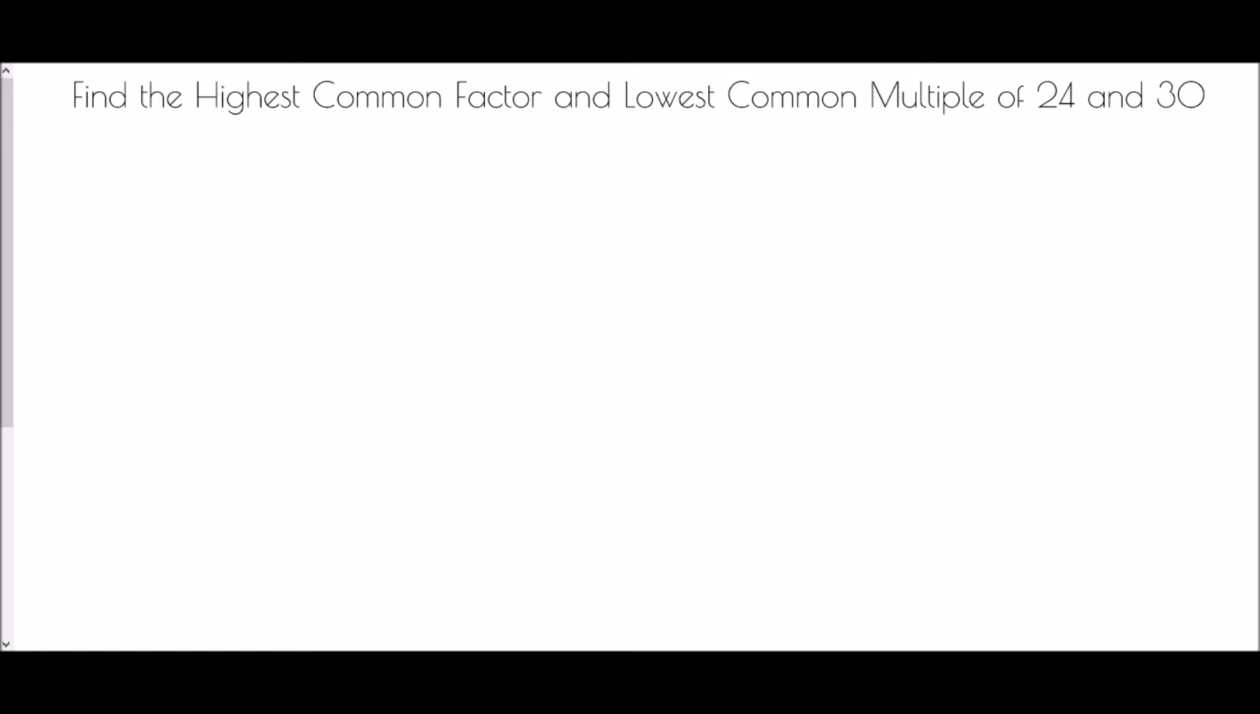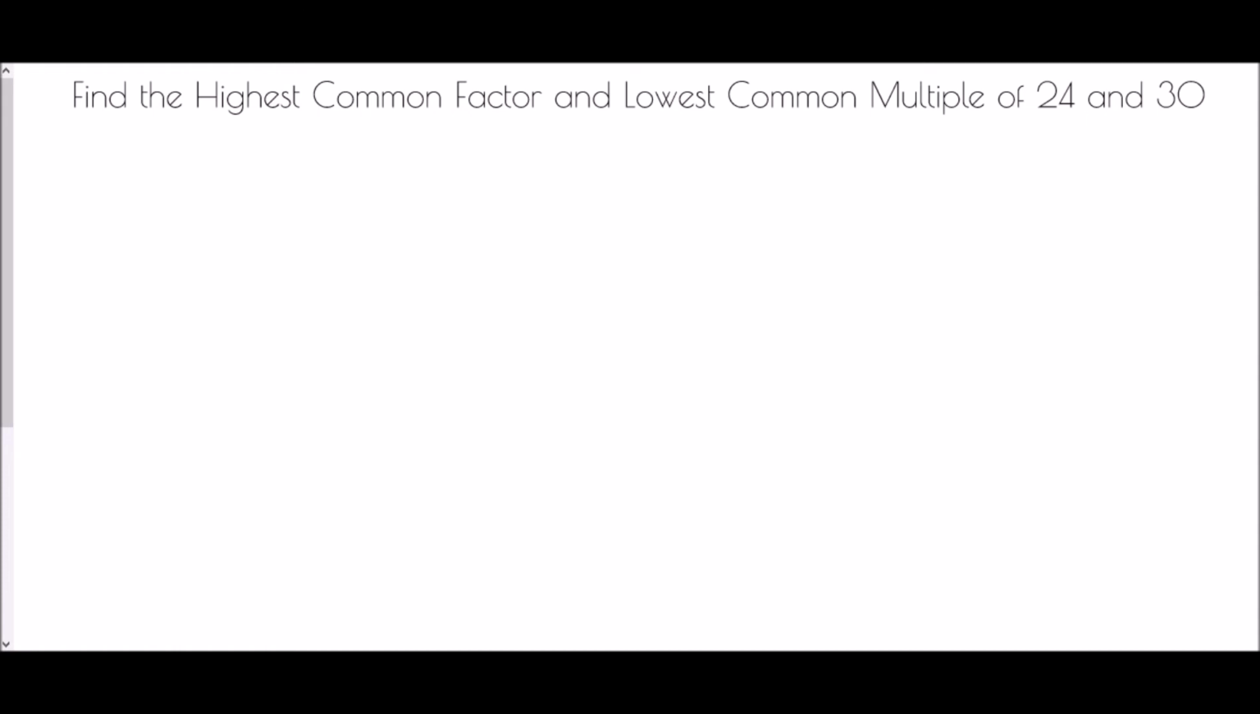Okay, so for our final example, we've been asked to find the highest common factor and the lowest common multiple of 24 and 30. Now, I will say there are other ways of going about this. If you really wanted to, you could just find the factors of 24 and the factors of 30 and see which one is the biggest. And for your lowest common multiple, you could make lists of your 24 times table and your 30 times table and see which one is the smallest number which is in both lists.